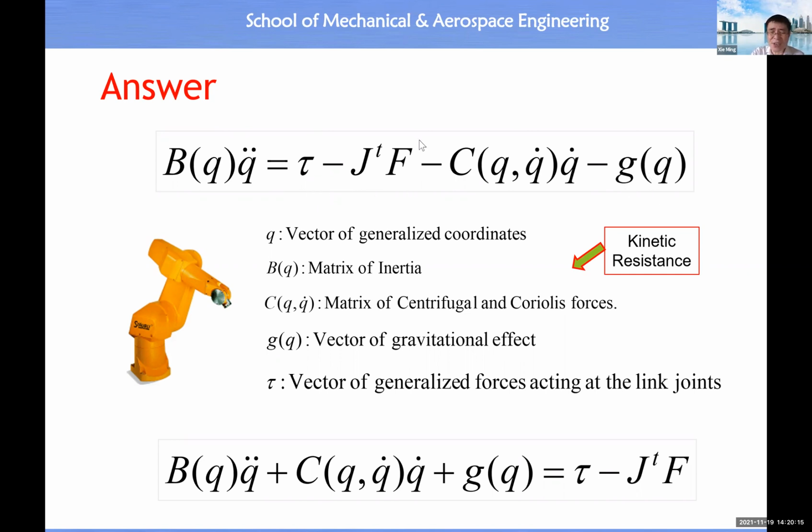Then the net energy will contribute to the acceleration by this moment of inertia. So this corresponds to the mass. If it's a linear motion, then it's a mass. If it's a rotary motion, then this is a matrix of moment of inertia. All right. Then we shift these two terms to the left-hand side. Then we have this standard dynamic equation for a robotic arm with n degrees of freedom, or n joints inside.